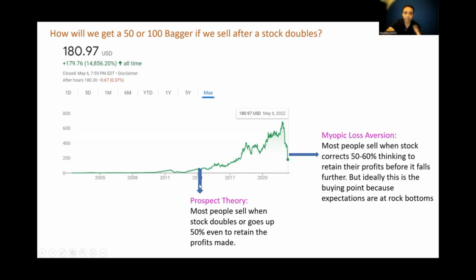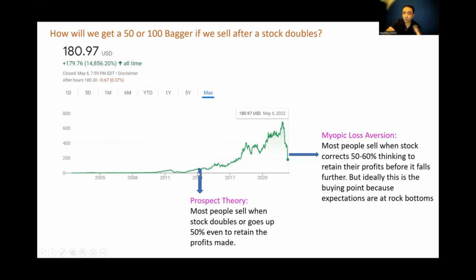In 2014, prospect theory applies. Most people sell when the stock doubles or goes up 50%, even to retain the small profits made, right? If they had sold in 2014, because between 2011 or 2012 and 2014, the stock almost doubled. So most people will be tempted to take the profits, right, after it doubled. That's prospect theory.